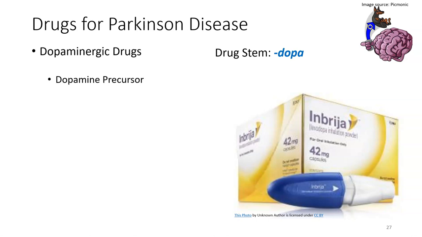A dopamine precursor, it's a dopaminergic, so it also has the drug stem of dopa, is levodopa. Inbrija is actually an inhaled powder. So it's kind of like when I talked about dry powder inhalers with the respiratory drugs in chapter 6. This is a similar device because it's rapid absorption into the body, but it also comes in a pill form. Sometimes it's just referred to as a dopaminergic drug, not as a precursor, but it does metabolize into active dopamine.